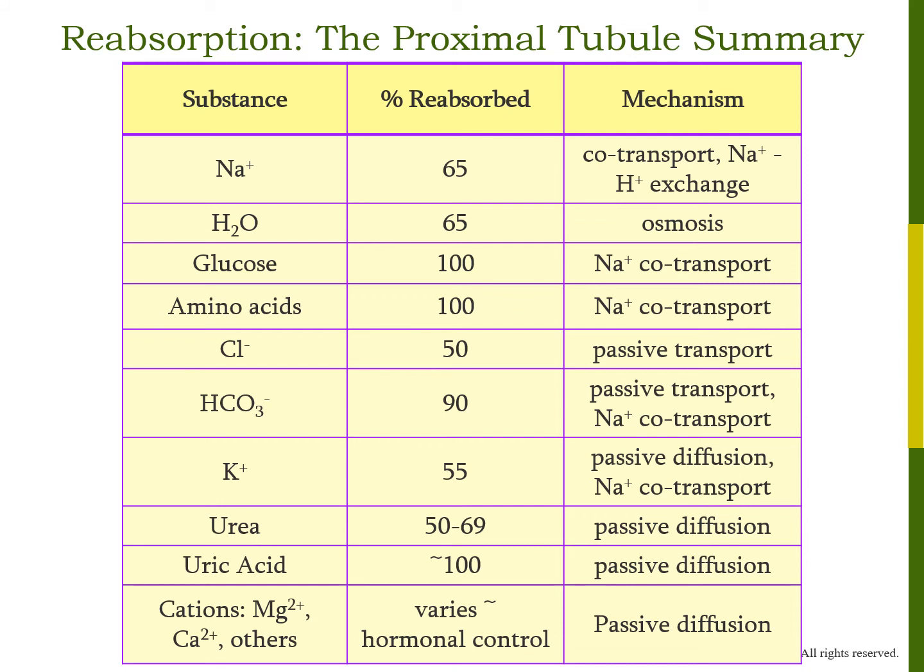Chloride ion is passively reabsorbed along with potassium, urea, and the cations. Now, uric acid, which is a waste from nucleic acid metabolism, is actually 100% reabsorbed in the PCT, which seems like a waste for filtering it in the first place, but it's small and lipid soluble, so it's easily reabsorbed. However, it will be actively secreted later in the tubule.